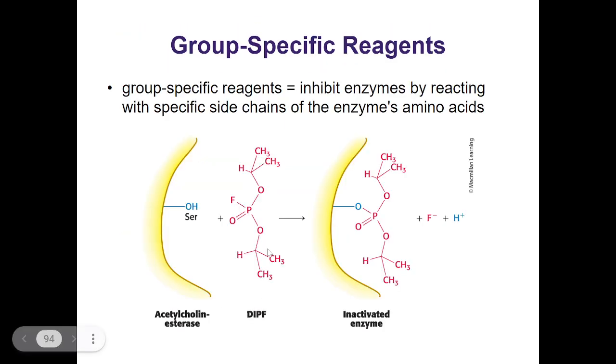Okay, so this right here is a group-specific reagent. This is going to inhibit the enzymes by reacting with specific side chains of your enzyme's amino acids. In this case, we have serine, the OH here. And so this is DIPF. What we see here is it comes in, it's going to react with the alcohol, and it will then fill that site. See that? And so this will actually completely block that active site.